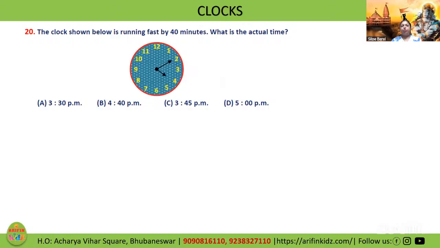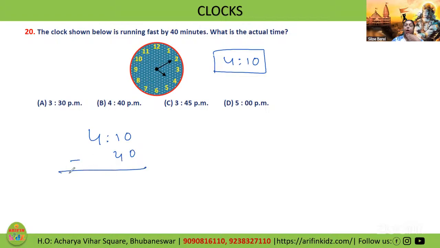Okay, now all of you see, it is again showing fast by 40 minutes. How to do this? It is 4:10. And again fast by 40 minutes. So what you have to do? 4:10 minus 40 minutes. How to do this, Vida? You cannot do 10 minus 40. So 10 minutes minus 40 minutes is not possible.